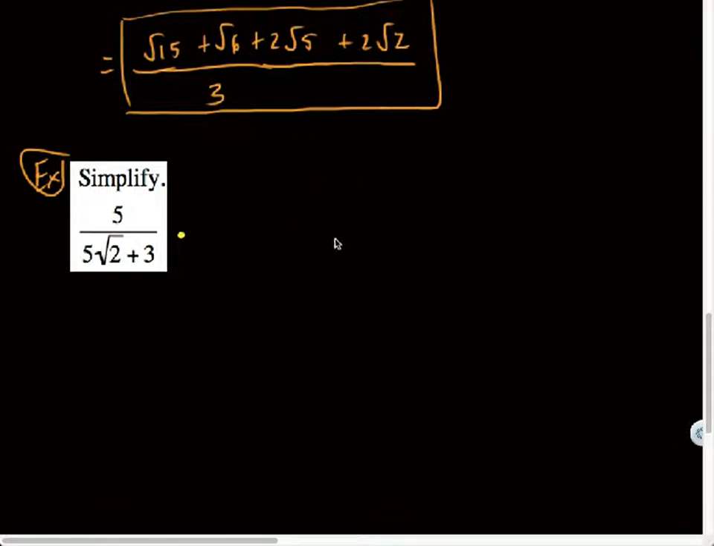So anyways, friends, what do I multiply this by in order to get rid of the radical in the denominator? 5 root 2 minus 3. All right, friendly friends, follow along. Let's not go distracting our internet friends now, right? They're trying to learn from this video here. So I multiply by the conjugate.